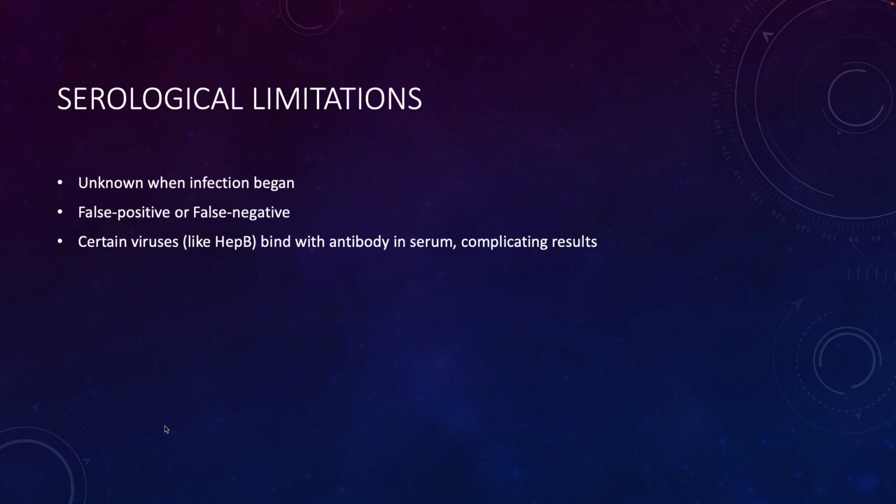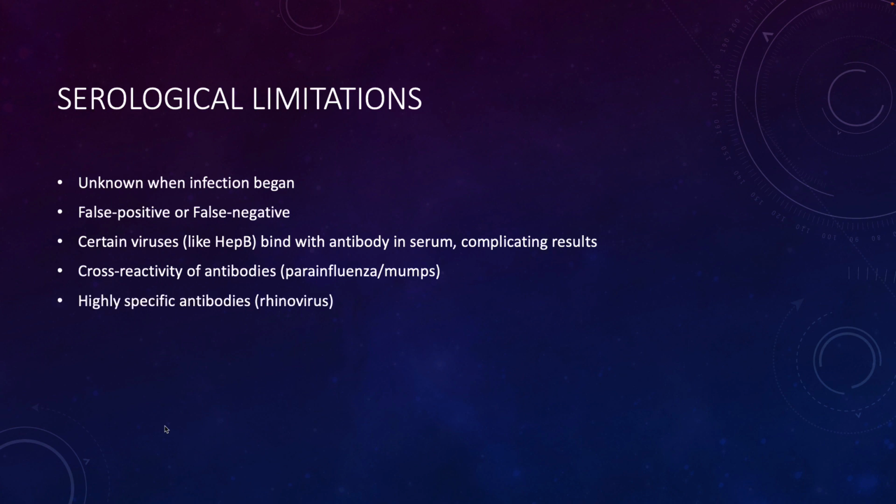Certain viruses can bind with antibody and serum. That can complicate the results. And of course, you have that cross-reactivity, things like parainfluenza and mumps. So it'd be hard to diagnose one of those infections using serology. Some are very, very specific. They have very, very specific antibodies like rhinoviruses. So there isn't a standardized antibody test that you can do.